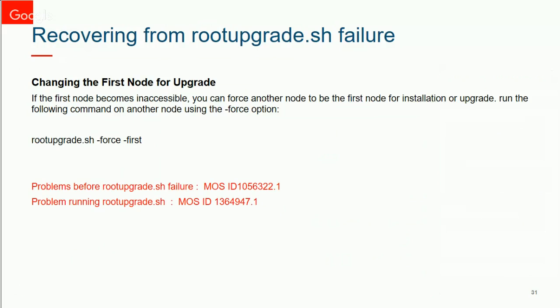But if you think you don't have much time and you want the first node to be forced to be your available node, there is the command rootupgrade.sh -force -first. What does this command do? After running this command, whichever node you run it on becomes the master node. That node becomes the first node of your clusterware, and this can be seen in this Metalink note ID. I have mentioned the Metalink note ID, so you can get the details from here.